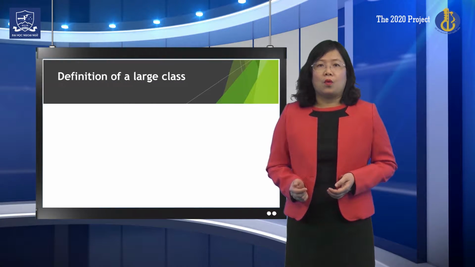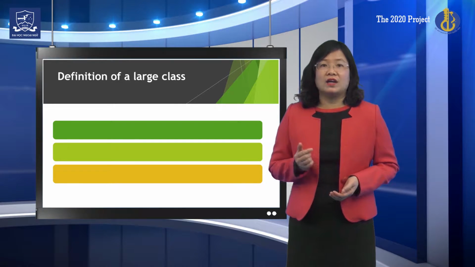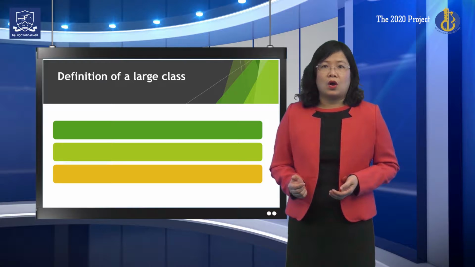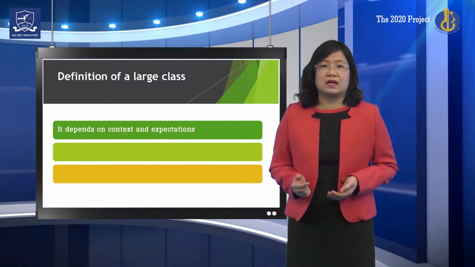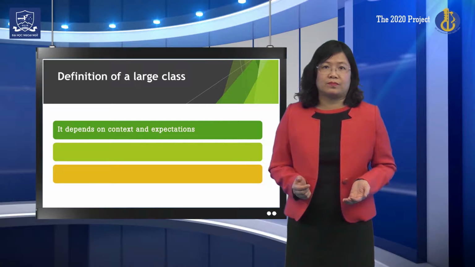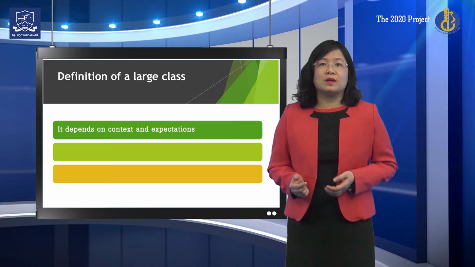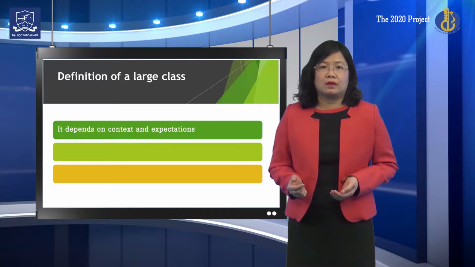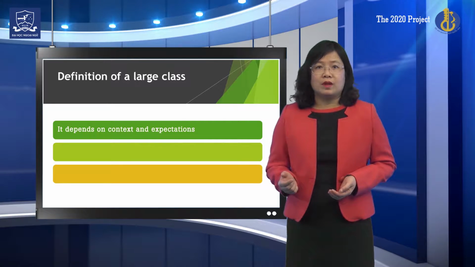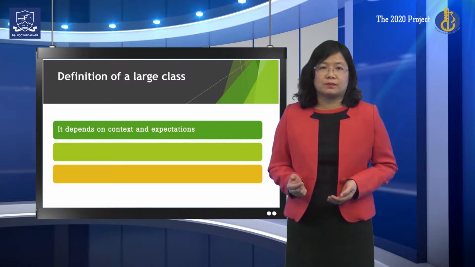So, what is a large class? The definitions of a large class vary. What we label a large class depends on context and expectations. For example, teachers working in private language schools in Europe may expect classes of 10 to 15. So, for them, 20 is often seen as too large.